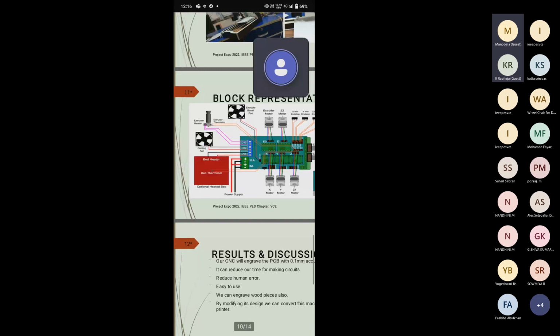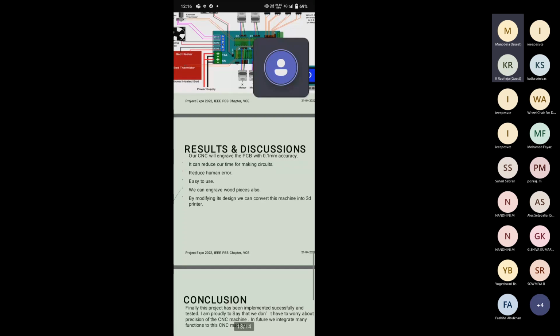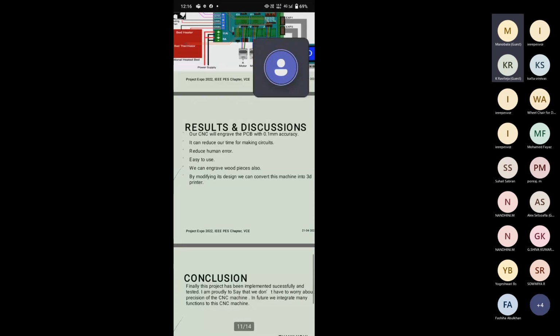It will reduce the time of making a circuit, and it will also reduce human error. And also we have a wooden piece, which is made by us, of X and Y coordinates. We are making the wooden piece like this. And after that, the final conclusion is that we implemented and tested it myself with my teammates. This has several integrated CNC functions, and I will share the video of what is working in what.